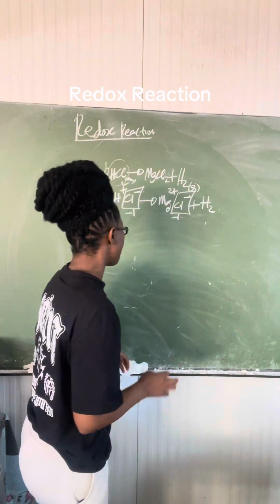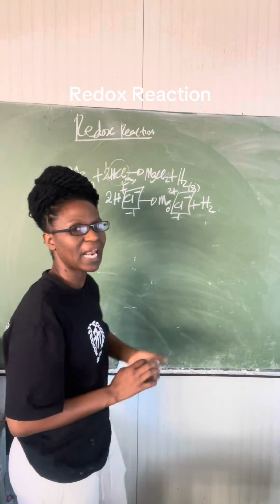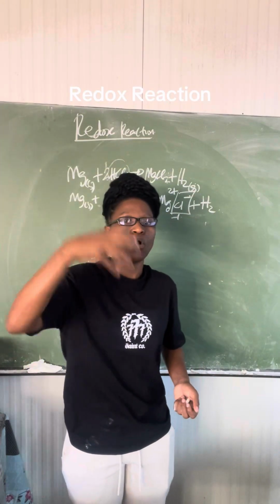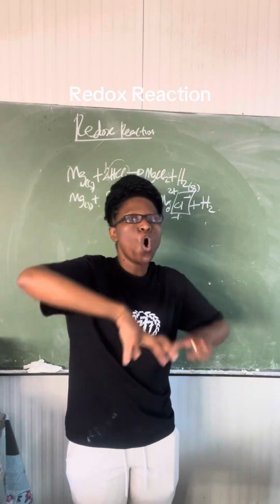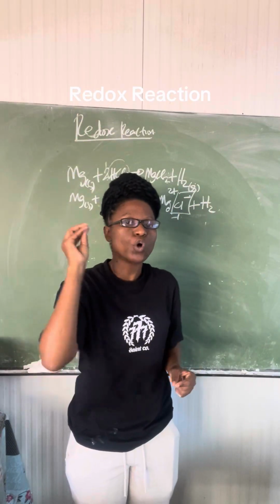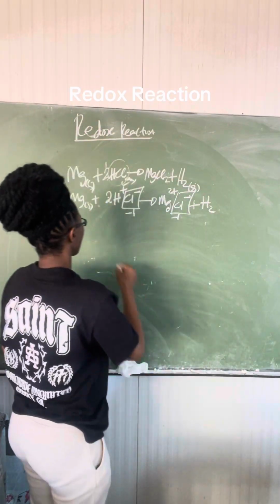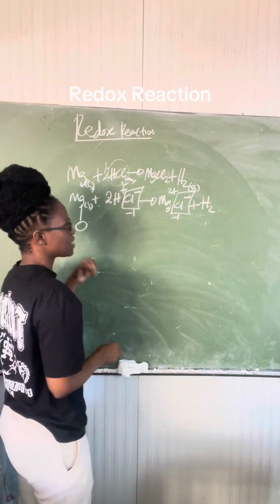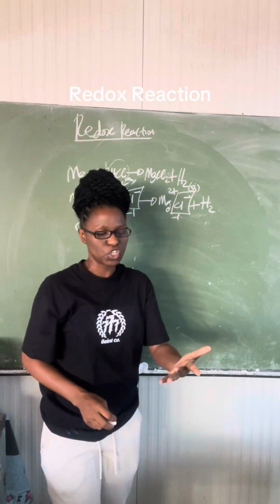And again, pay attention to neutral elements. Whenever the element is neutral, the oxidation number is always equal to 0. All neutral elements have an oxidation number of 0. It means the oxidation number of the magnesium, since it's neutral, is going to be 0.